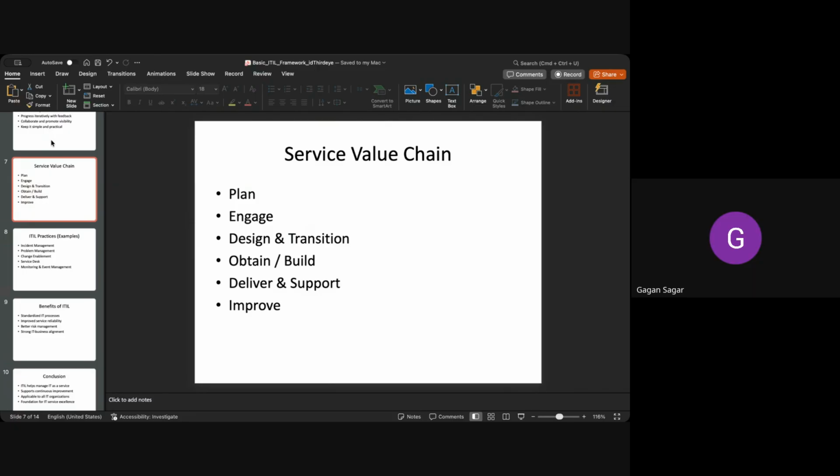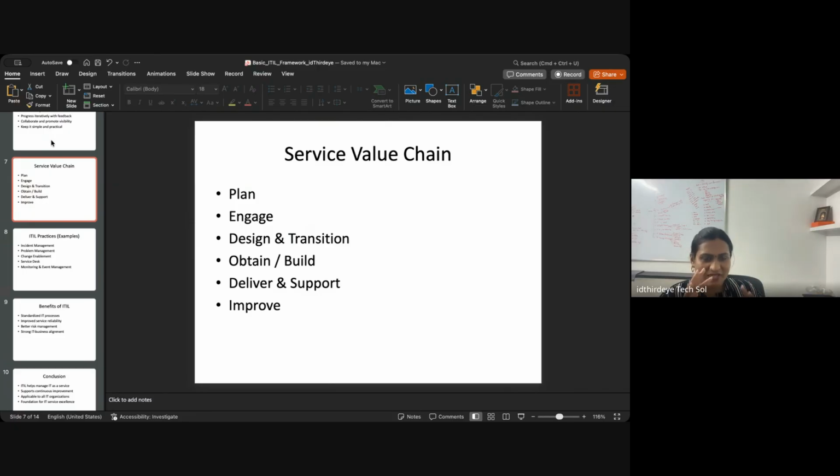Okay, so now somewhere can you relate how this framework works, how this plan, engage, design, transition, build, deliver, support, and improvise will work?